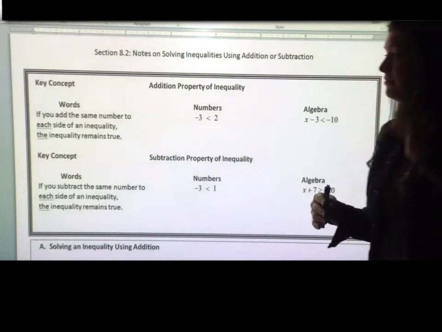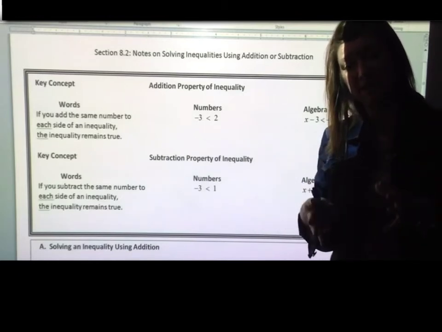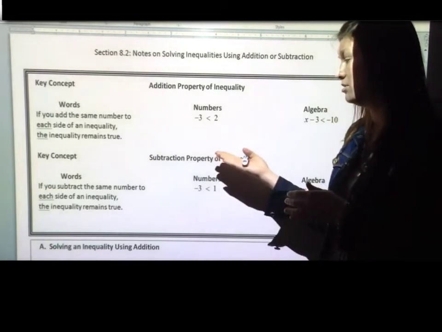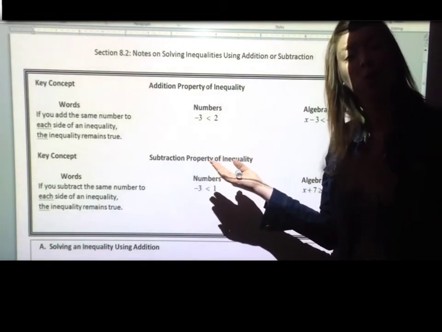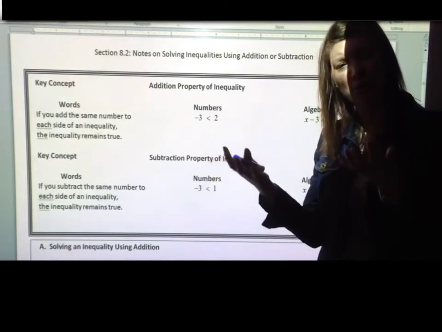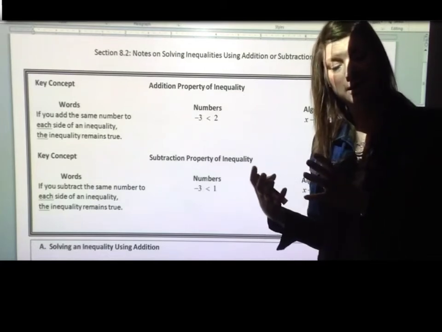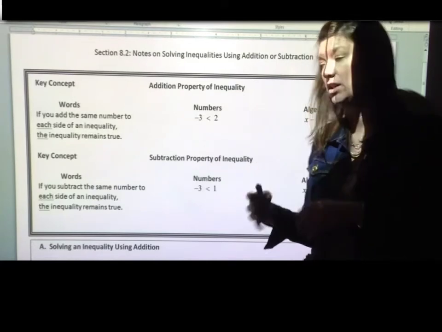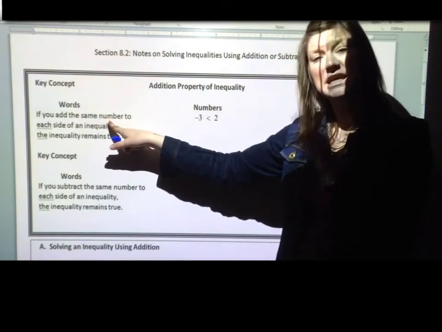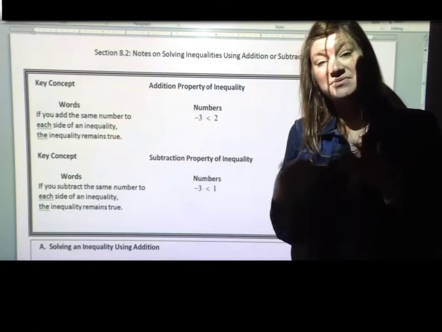So we have another property in math. We have so many rules based on different aspects of math. These are the rules that follow inequality. So we have the addition property of inequality. Instead of the addition property of equality, which we use for equations, this is the addition property of inequality. This is the property we use to solve inequalities. So in words, you can add the same number to each side of the inequality, and the inequality will still remain true. That's a fact in math.